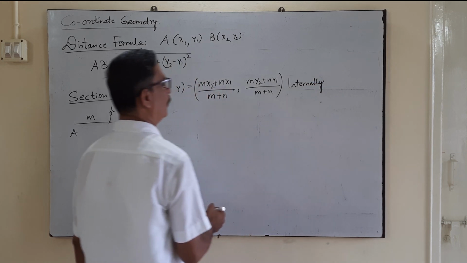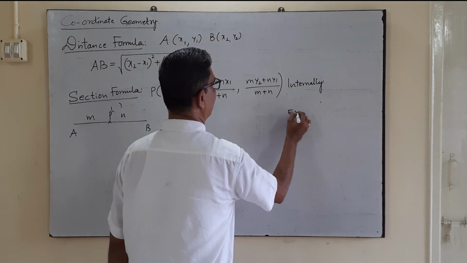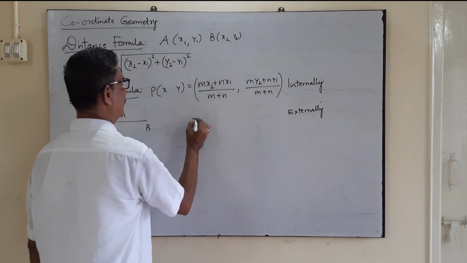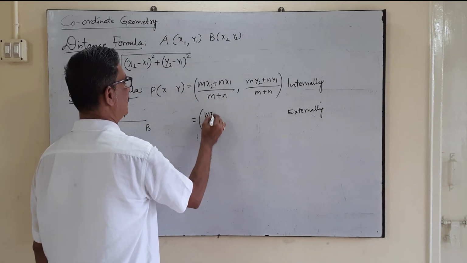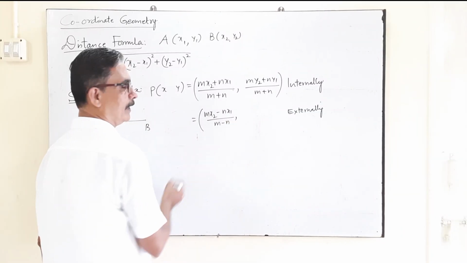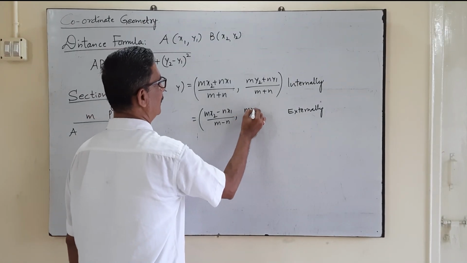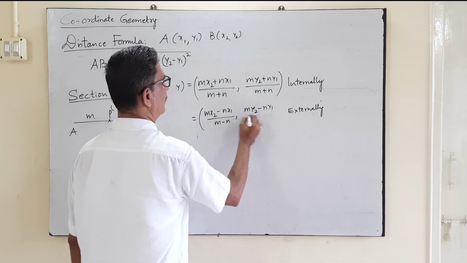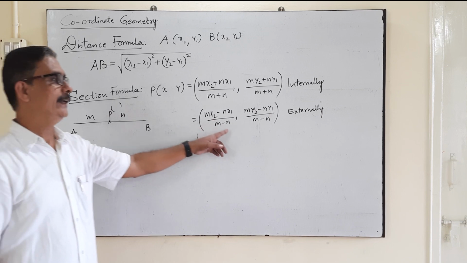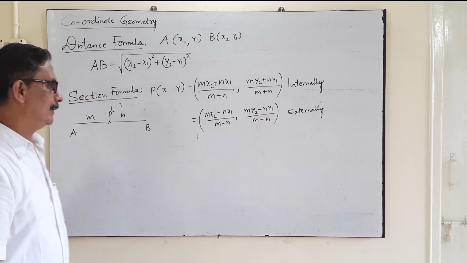Okay. Suppose if it is external divide ಆಗಿತ್ತು ಅಂದ್ರೆ what is the formula? Same terms, sign changes. (mx2 minus nx1) divided by (m minus n), whereas (my2 minus ny1) divided by (m minus n), it is external. Okay.